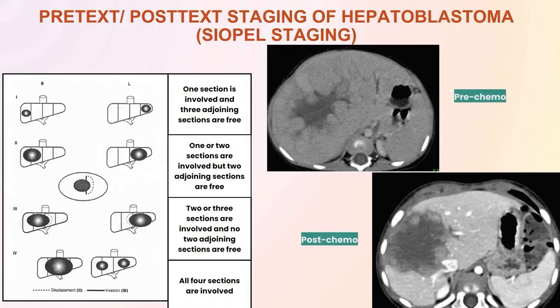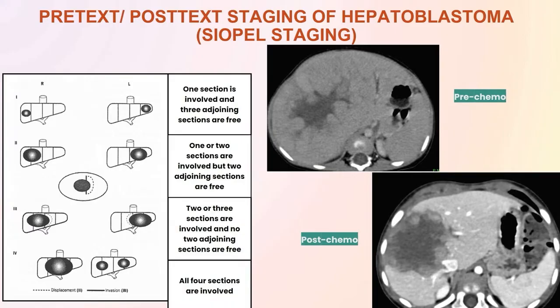So here, this is a huge tumor. I think the contrast enhancement is different, but it is the same child, baby. There's a large tumor. It involves the anterior, posterior, and up to segment 4. And only a bit of the left lateral section is free here.